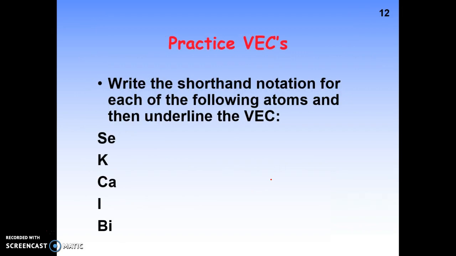So we know something about these. We just practiced them. Now I want you to write or underline the VECs for each of these examples.